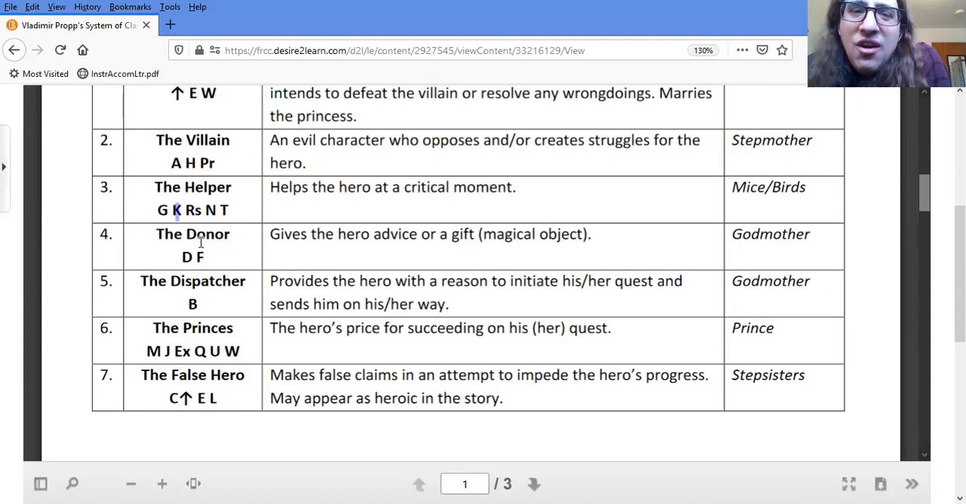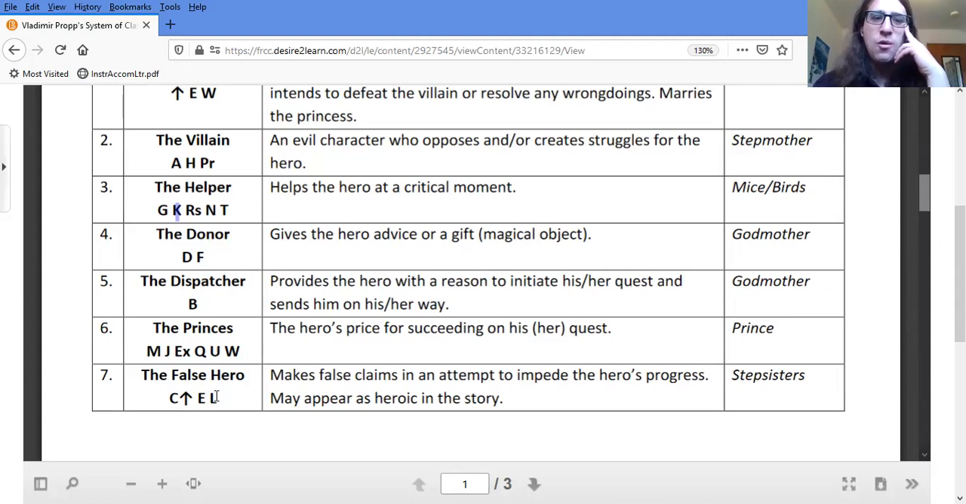And finally, the last character I want to mention is the false hero. So the false hero is someone who tries to be the hero or pretends to be the hero and ends up kind of interfering with the hero or just failing at the task that the hero succeeds at. These would maybe be Cinderella's stepsisters in the story of Cinderella. They appear to be heroic, but they are actually not.